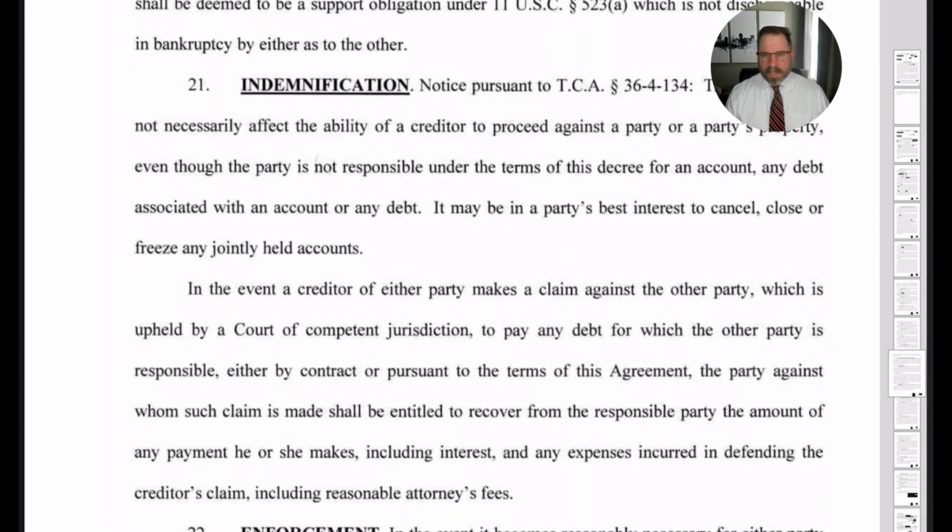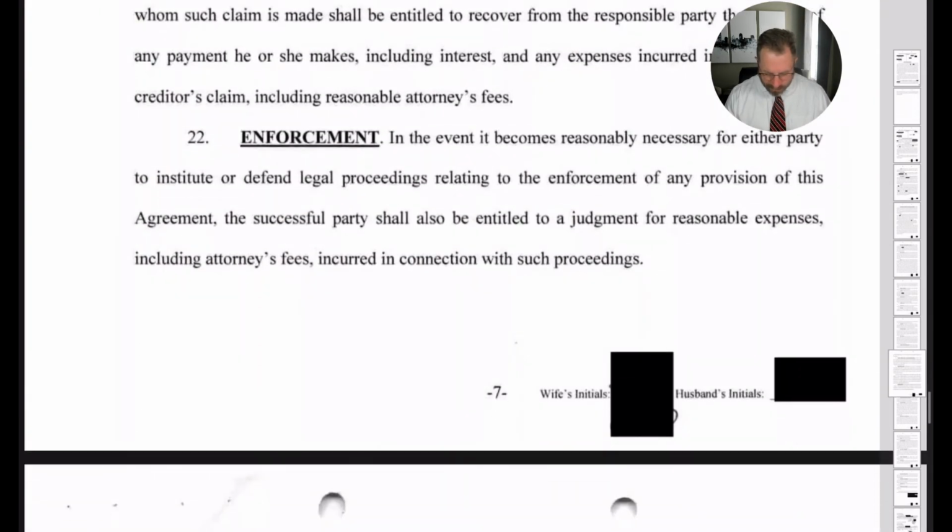Indemnification, complicated term. Basically what we're talking about here is you're going to do what you've said you've done in this agreement. And if you have to pay some debt that belongs to the other side, you can get that back from them. Enforcement, this is an important provision, and it's increasingly important.